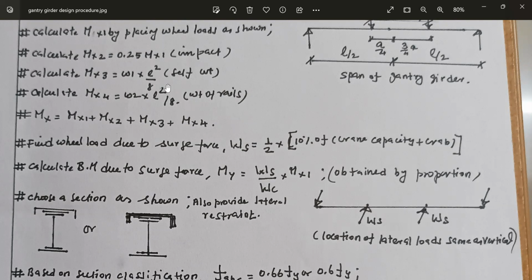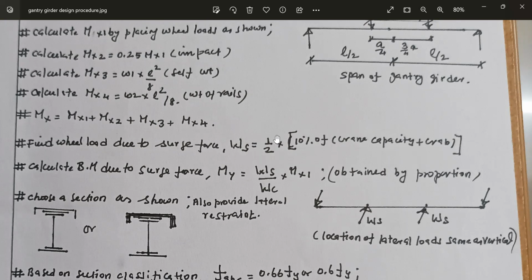Earlier we have calculated the bending moment due to various load cases. They are all vertical loads. It will bend in the vertical direction. The surge force is due to application of brakes, and it will cause loads in the lateral direction. It will cause lateral bending moment. And this surge load is 10% of the crane capacity plus crab. This crane capacity is nothing but the load lifted, then weight of the crab known. So 10% of that should be taken.